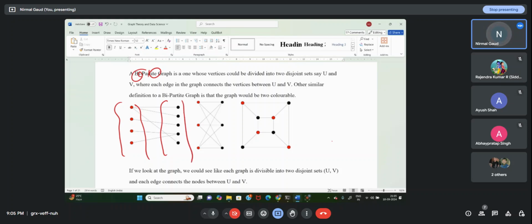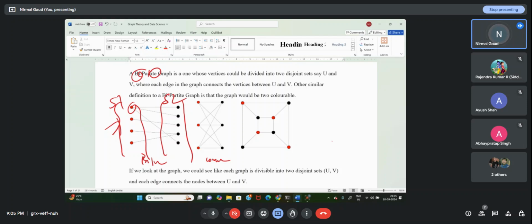So you might have a question, sir, is it mandatory that every node is connected to every other node? No, it's not mandatory. This is bipartite. This is set 1, this is set 2. It's not mandatory that every node should be connected to every other node. If it is connected, then it is complete bipartite. So this is bipartite. I am having two sets.